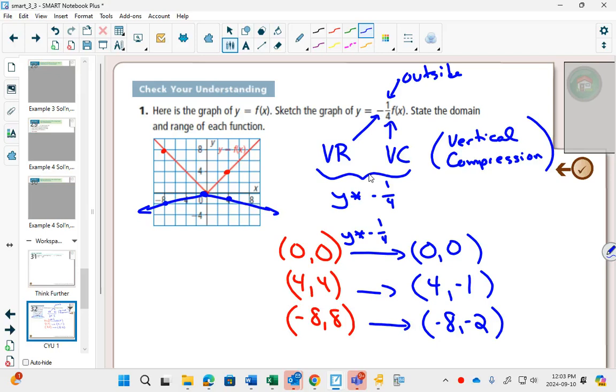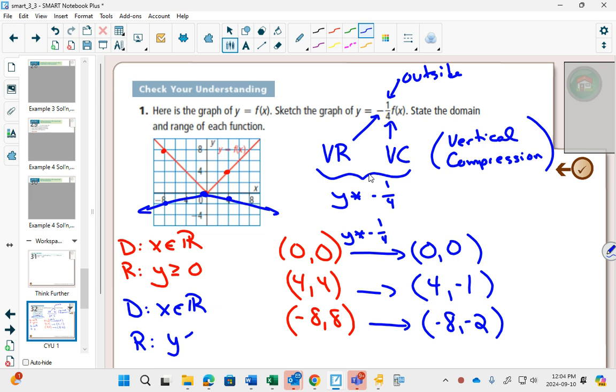Oh, surprise, surprise, I read the question again. I should have not read it this time. I could have skipped the domain and range if I didn't read it. But it asks for the domain and range of each one. So in our original, the domain and range, I'm going to do it this way this time. Domain is everything. The range is bigger than or equal to 0. And on my blue one, the domain is still everything, but the range now is y is less than or equal to 0.